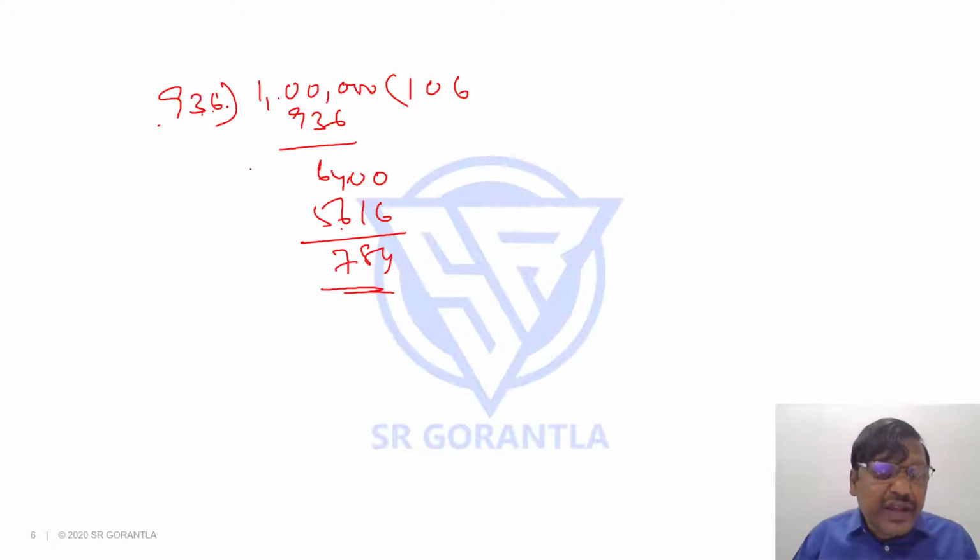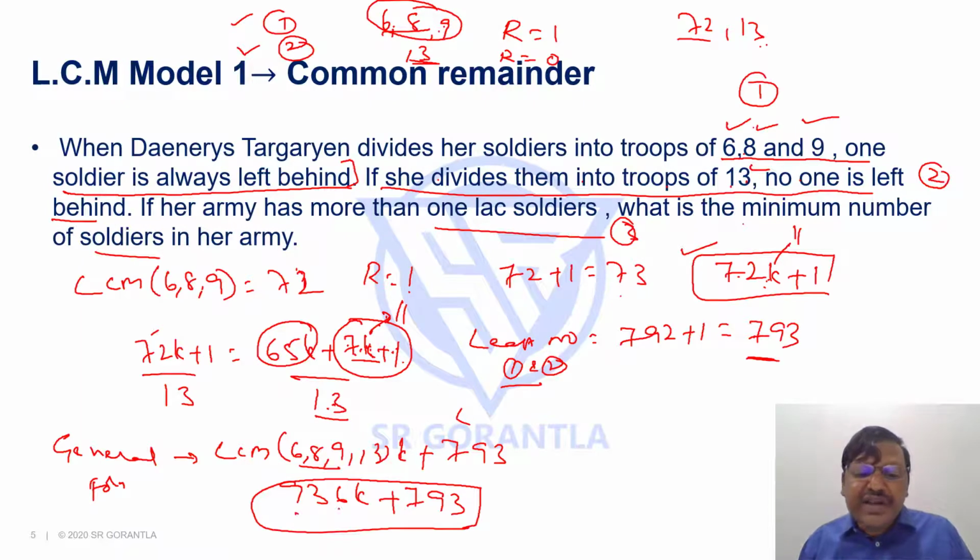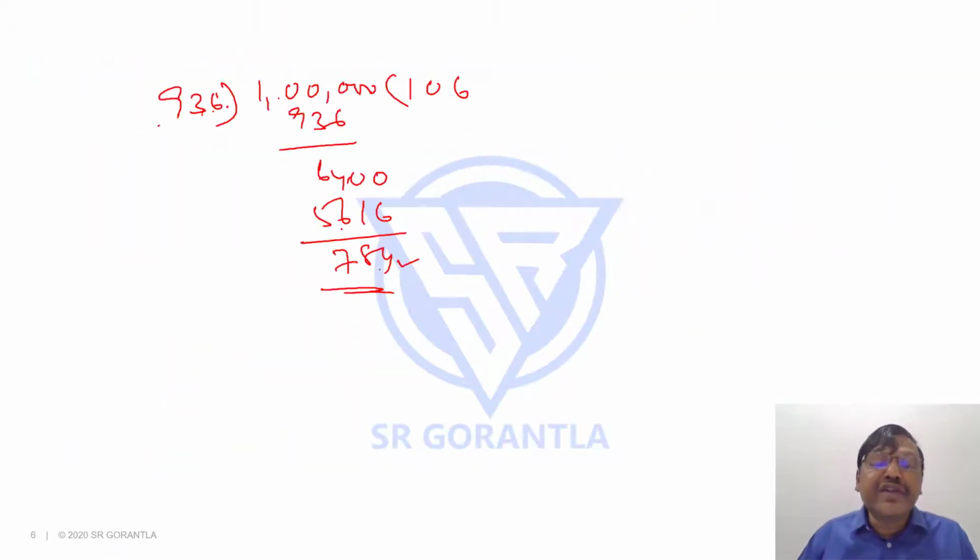1 lakh when divided by 936 gives you 784. So 1 lakh cannot be my answer. It should be more than that, because my remainder should be, when divided by 936 (936k plus 793), I should have a remainder of 793. But I have a remainder of 784, so how much should I increase this remainder?